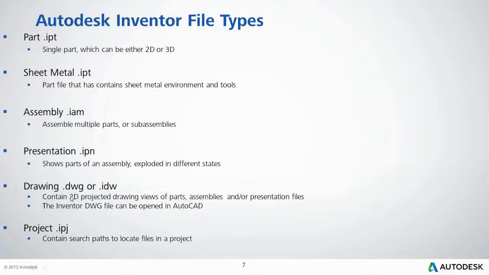And then we have drawings, and we can have two different file extensions, a .dwg file, which anyone with AutoCAD can open up directly, or an .idw. So again, those are both Inventor file formats for drawings. And down at the bottom, of course, is the project file that we talked about with .ipj.